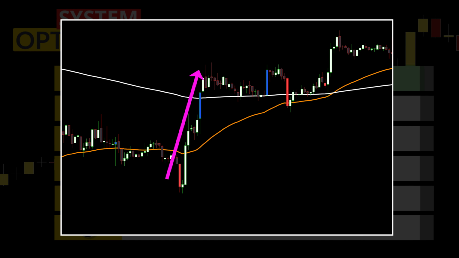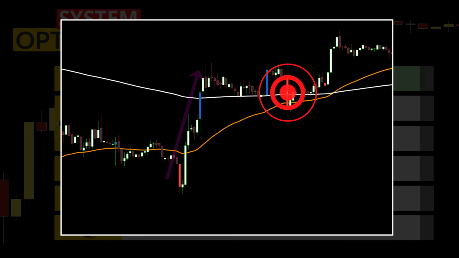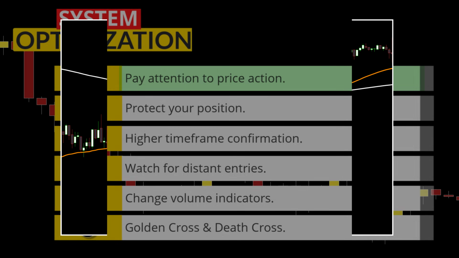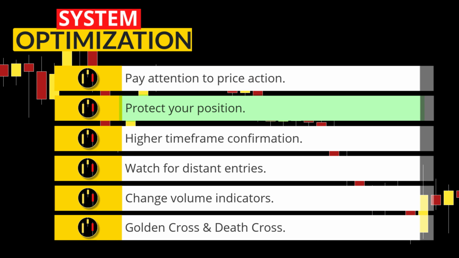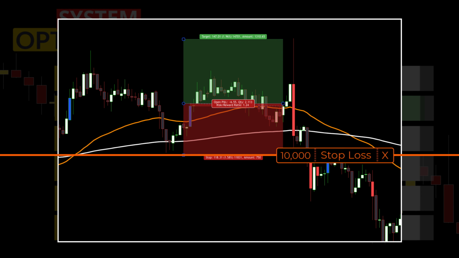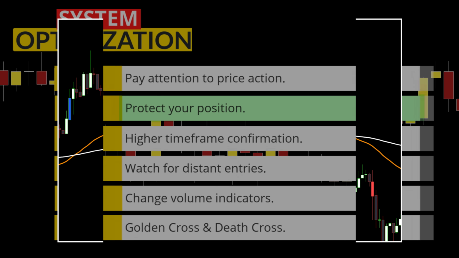Here you can see bullish price action, long bullish candles with increasing volume. Then we get a system signal that turns out to be a loss. This signal was clearly avoided. Second, the win rate can be greatly improved by protecting your position. Moving your stop to break even or taking partial profit at 1-to-1 would have saved many trades like this one.